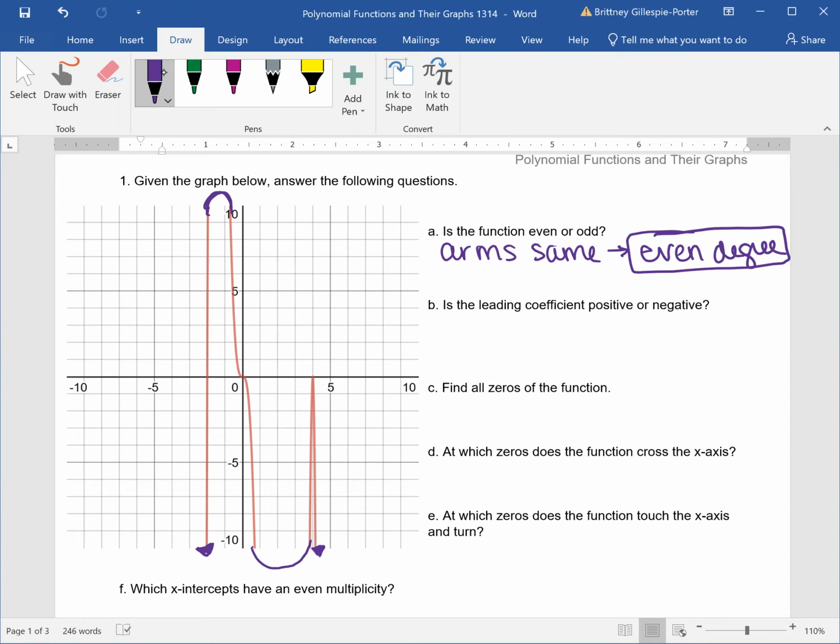Is the leading coefficient positive or negative? How does the right side end? The right side down, like a frown, which means that the leading coefficient is negative. If we were going up, we would have a positive leading coefficient.